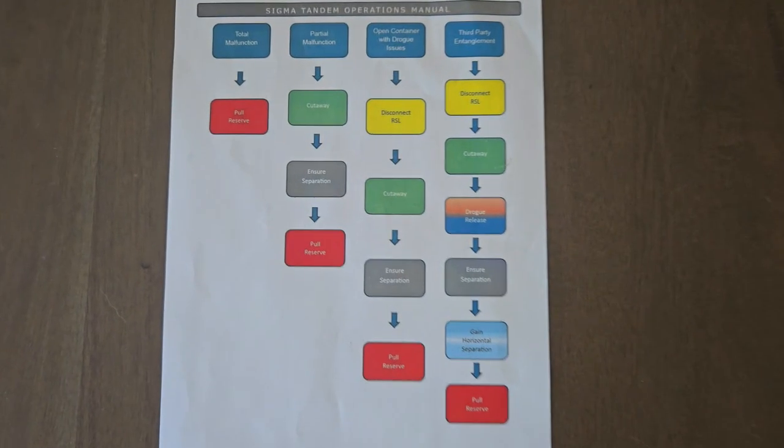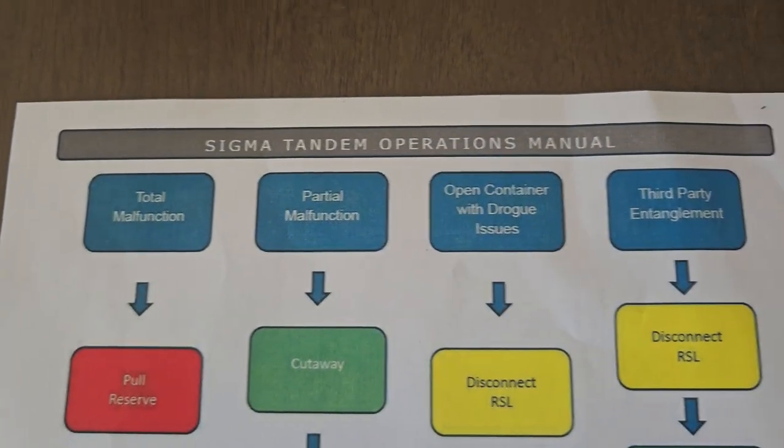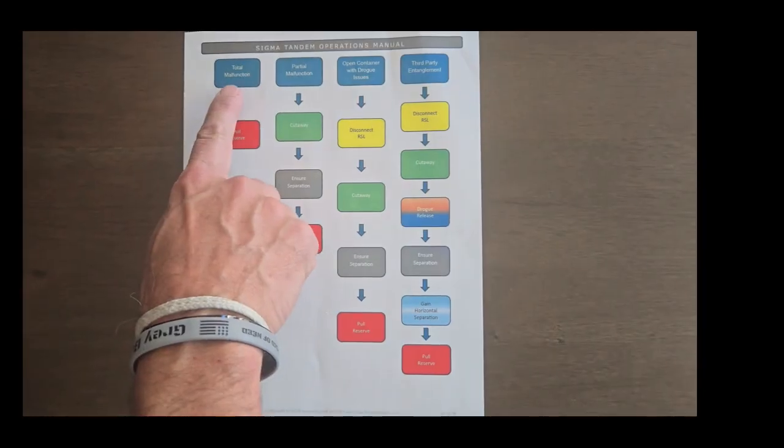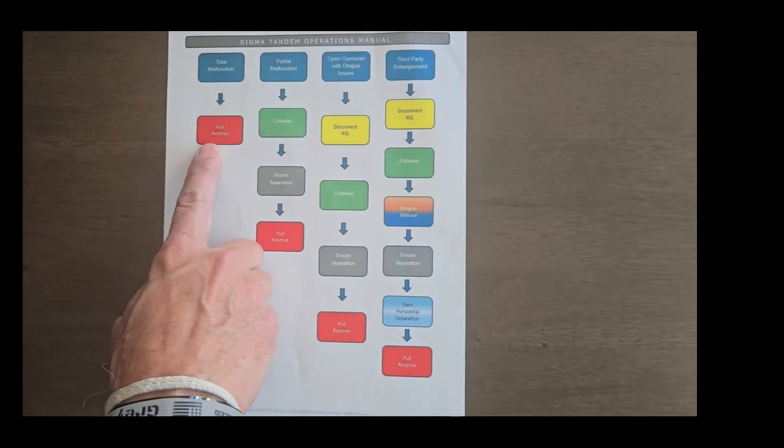So the 4 categories are total malfunction, partial malfunction, open container with drogue issues, and third-party entanglement. The first category is the total malfunction. This occurs when the container still remains closed. A good example of this would be that you cannot find your drogue or you cannot extract the drogue from the pouch, and the immediate action is to go straight and pull your reserve.